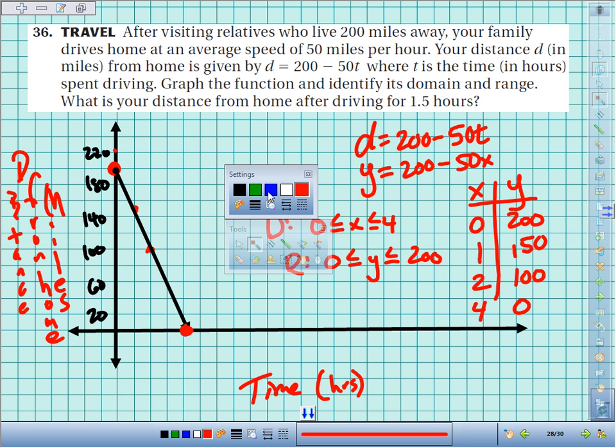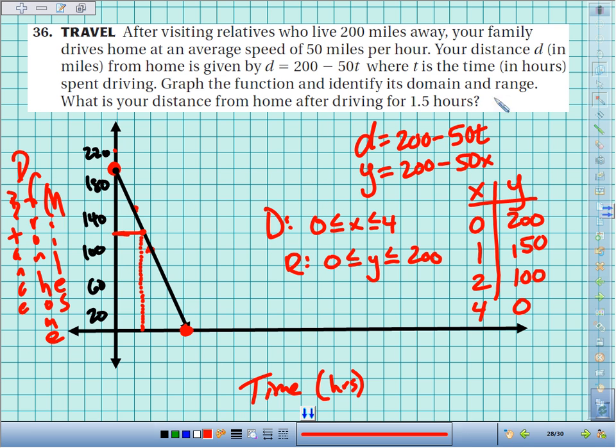Use your graph to figure out what's the distance from home after driving 1.5 hours. Well, there's 1.5. Let's work our way up. Looks like right there, which corresponds to 120 miles from home.